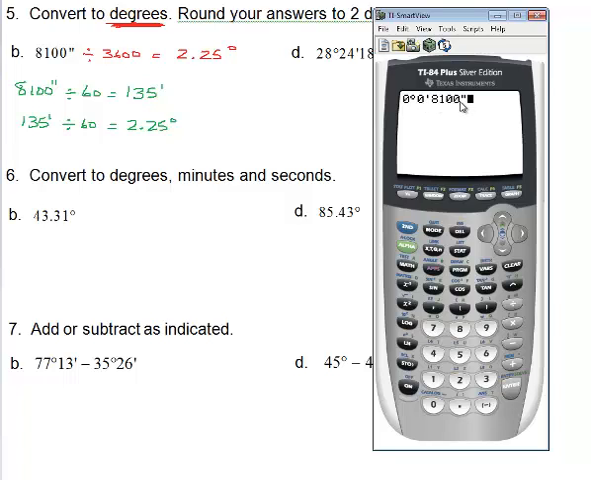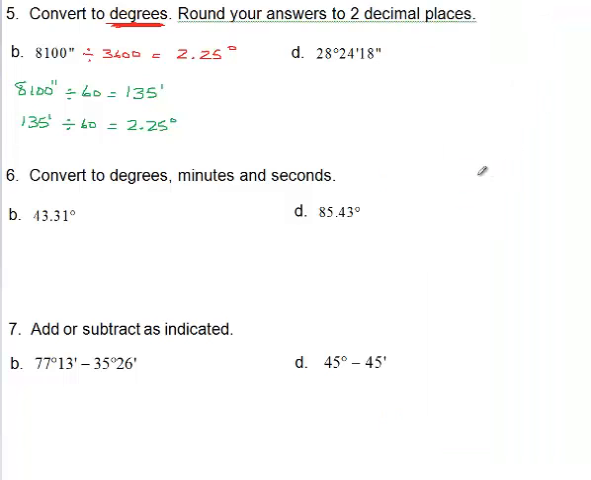8100 seconds. Now the calculator understands you want to change that to a decimal degree. As a matter of fact, the calculator defaults to decimal degrees. So if I hit enter now, I get 2.25. That's how we do that one on the calculator. Alright, let's minimize that and look at the next one.